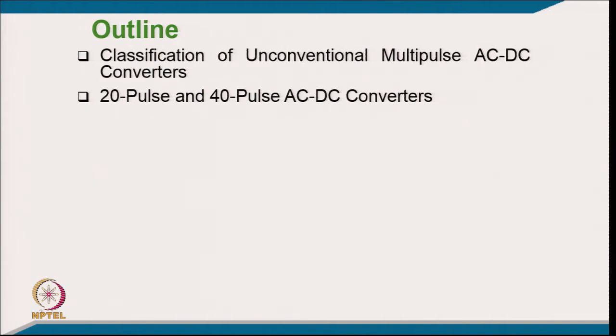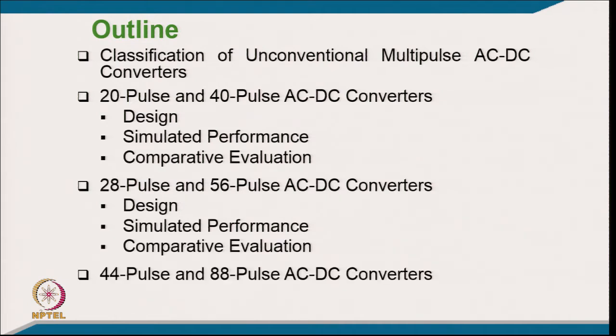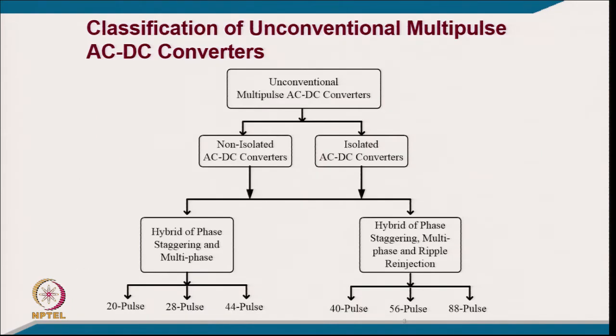First we would like to discuss 20 pulse and 40 pulse AC/DC converter with the design, simulated performance, comparative evaluation. Then we will go for 28 pulse and 56 pulse converters. Then, of course, we will talk about design, simulation and comparative evaluation. Then we will go for 44 pulse and 88 pulse converters. Going beyond that, I think the THD reduces drastically, so we do not normally go more than that. So, we will talk about simulated performance and comparative performance also.